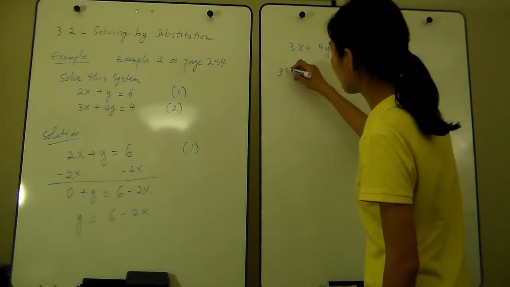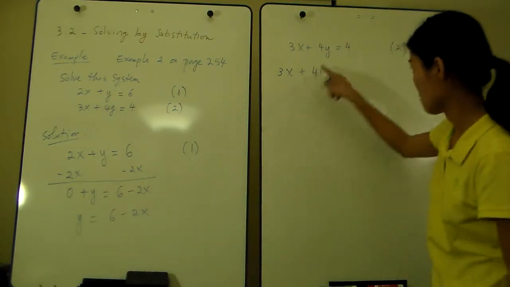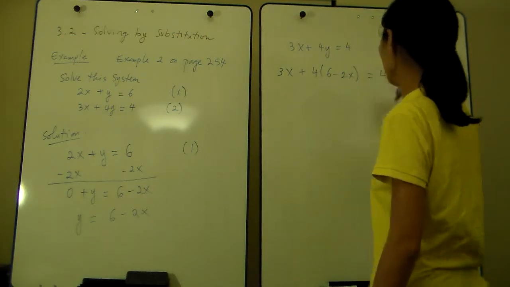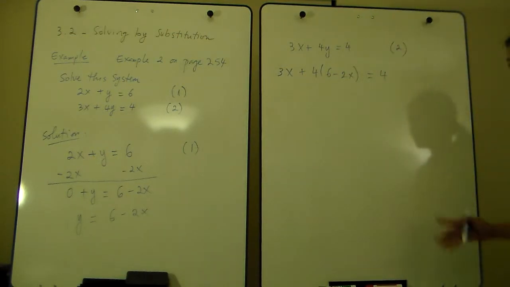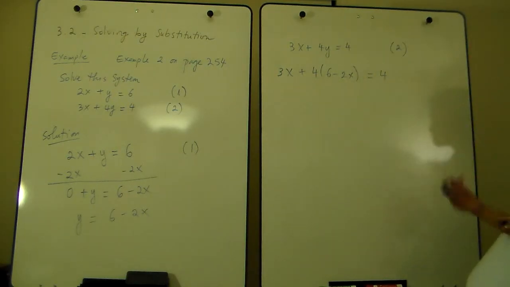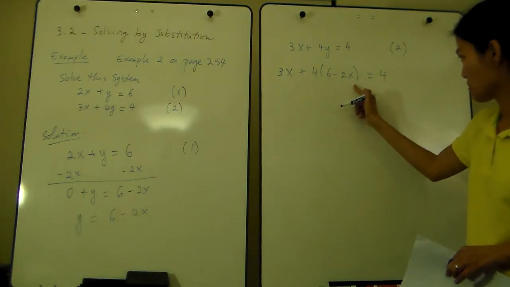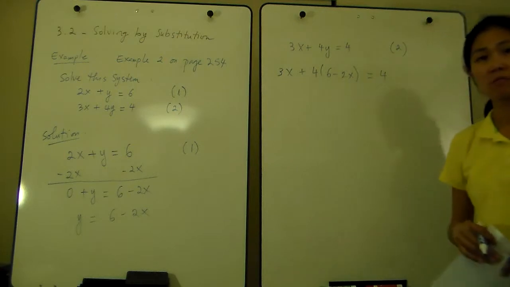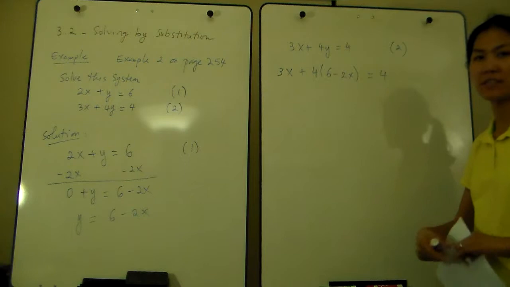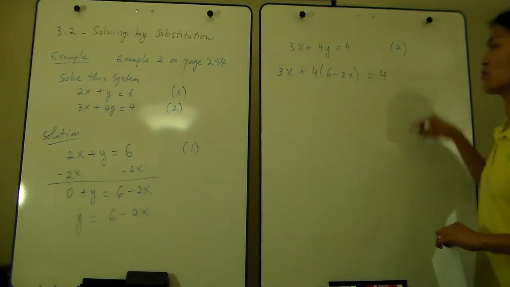So 3x plus 4. Substitute y right here into this y right here, which is 6 minus 2x equal to 4. Alright? Now, look at this equation now. How many different types of variables? This is x. This is x. So the only type of variable now after the substitution is x. There's no longer y. That means you can solve for this equation.